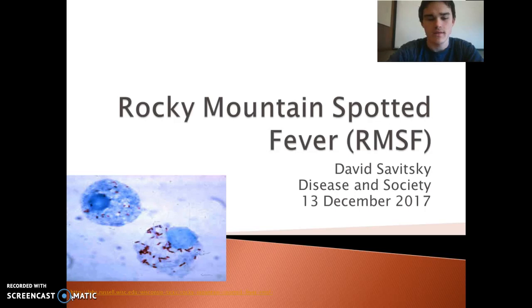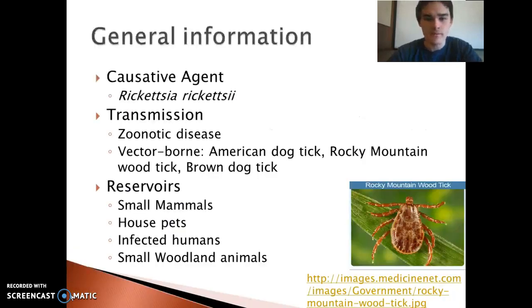Before I begin, right here in the bottom left corner of your screen, you will see the disease in a dark red or maroon color on the cell. That cell is supposed to imitate a blood cell in the human body, which is what it feeds on and eventually will cause the disease and other hallmark characteristics of the disease. So, some basic general information.